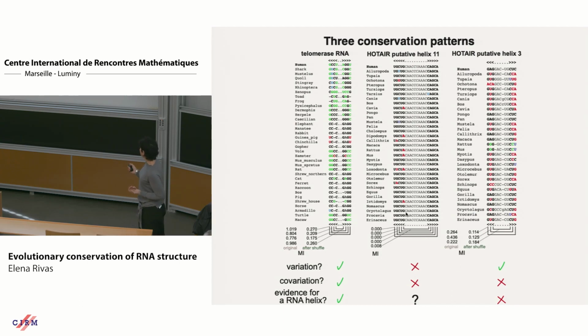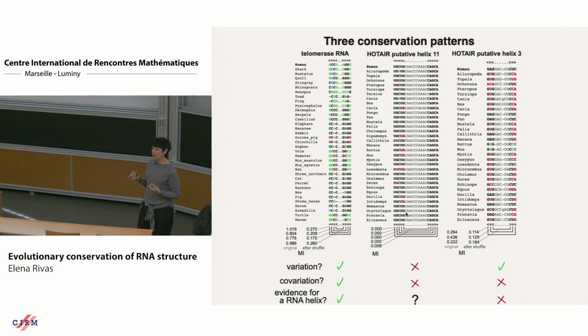But in the absence of covariation, which is these two cases over here, you can have two different scenarios. You can have no covariation because the alignment is just too conserved and you cannot say anything. In that case, you cannot say anything. The alignment does not give you any information for you to assess covariation. Versus this case, in which there is no covariation, but there is plenty of variation in the alignment.